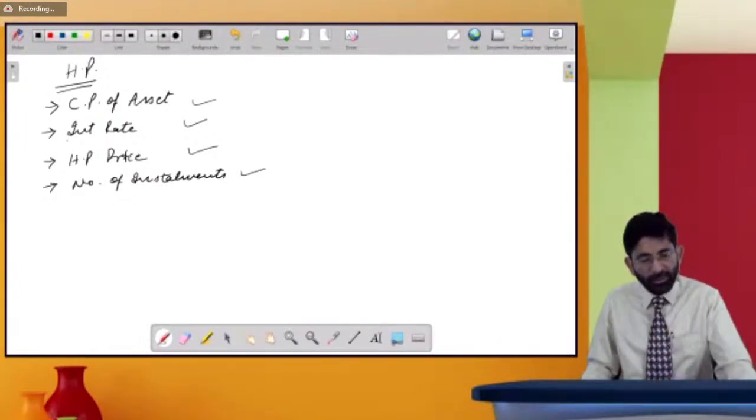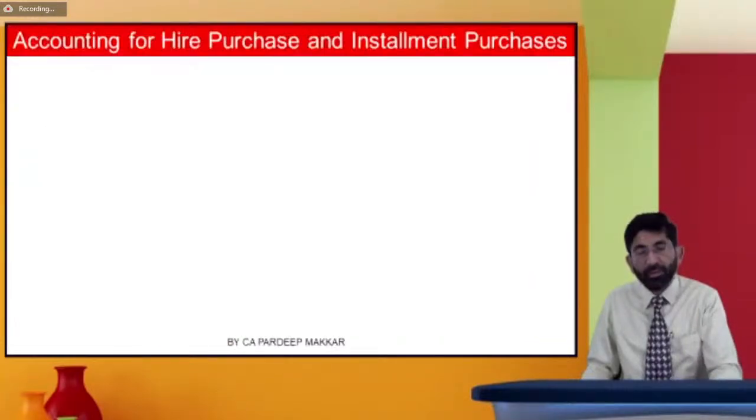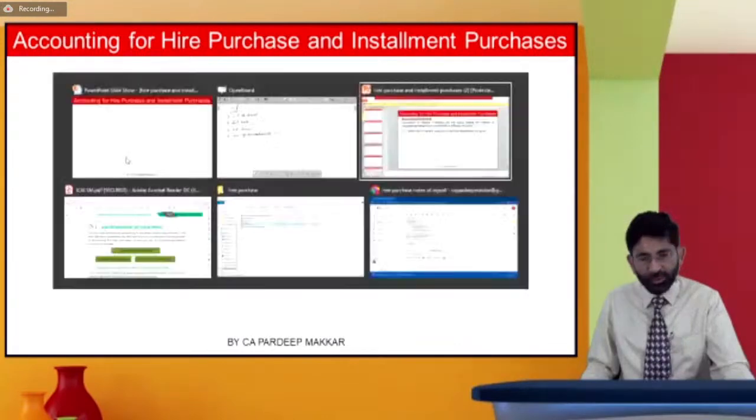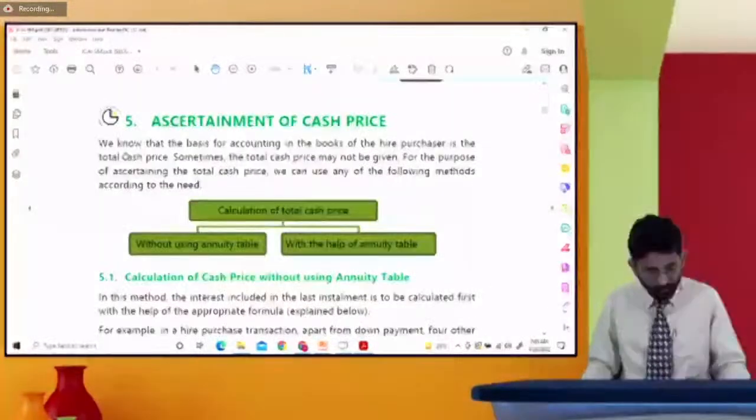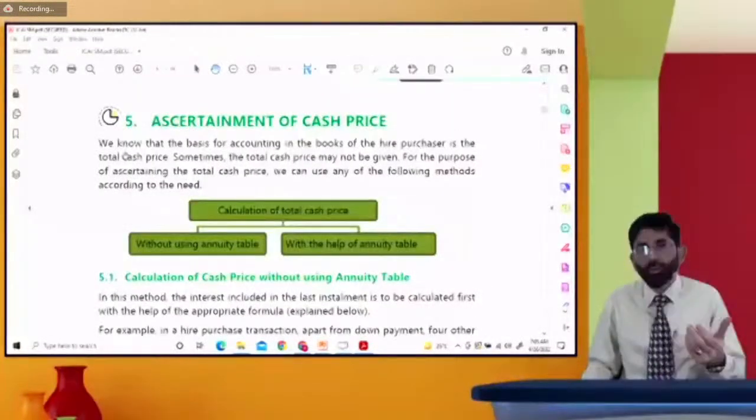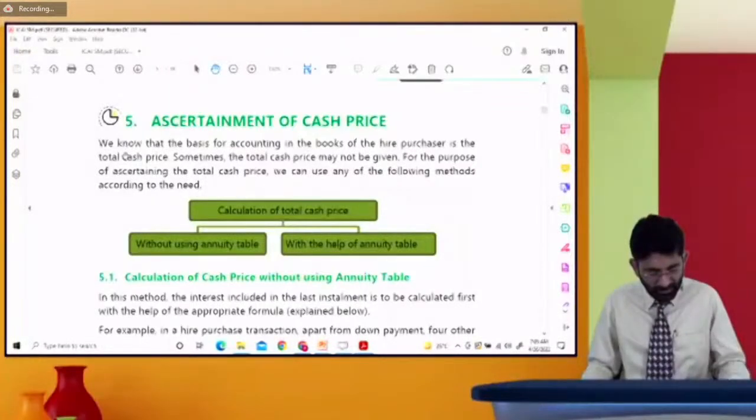So let's understand its various cases. The cases are also given in your module. If you see, it is given in your module also. It is given on a page number, but I would like to go according to my own methods, my own questions.